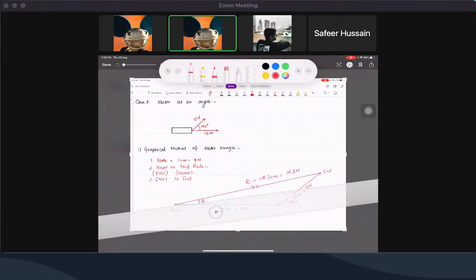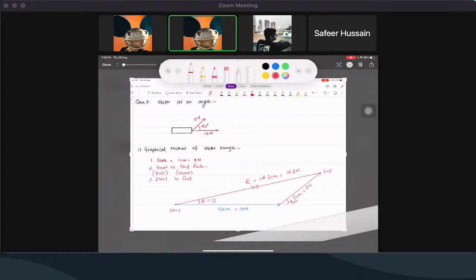So if you rotate the scale, you would see it's basically about 13 degrees. So this is the 13-degree angle. Is it clear? So basically our resultant we found was 14.3 newtons and the angle was 13 degrees. Any questions now? You guys understand everything? Yes.